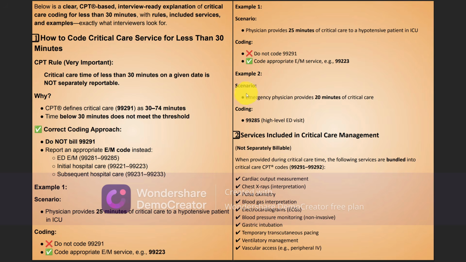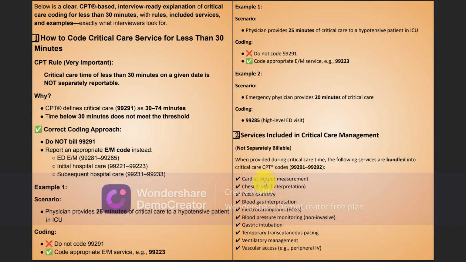Example 2: an emergency physician provided 20 minutes of critical care. So 99285, a high level visit; we are providing a high level service that includes the critical care management, not separately billable. When the provider, during the critical care time, performs the following services, they are bundled into critical care 99291 to 99292.